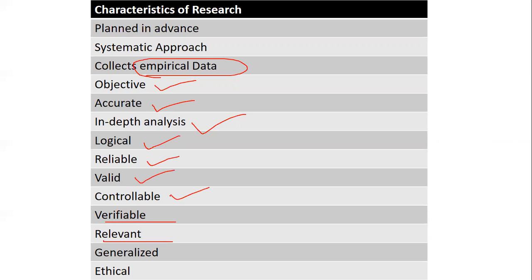So when we are talking about reliability and validity, all this gives importance to the research and makes research more valid. So these are all the examples of characteristics of research. And this also comes in the form of questions, but these questions are asked in a different form. So you have to be careful with that. Okay.